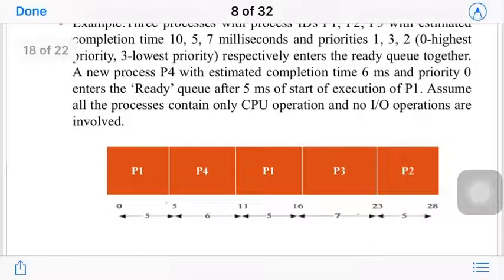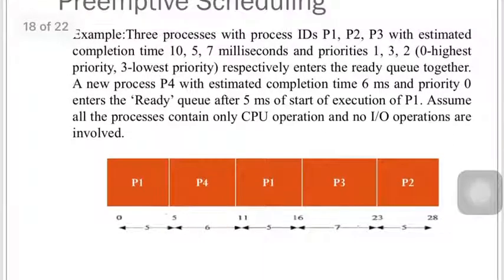There are the processes with the process IDs P1, P2, P3 with the estimate completion time 10, 5, 7 milliseconds and priorities 1, 3, 2. So P1 is having the priority 1, P2 is having the priority 3 and P3 is having the priority 2. 0 is the highest priority, 3 is the lowest priority. They respectively enter the ready queue together.